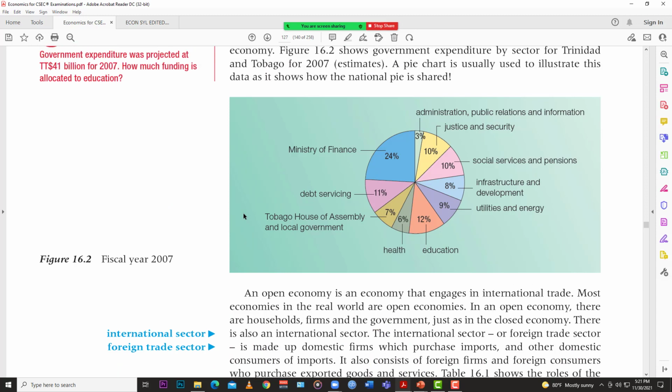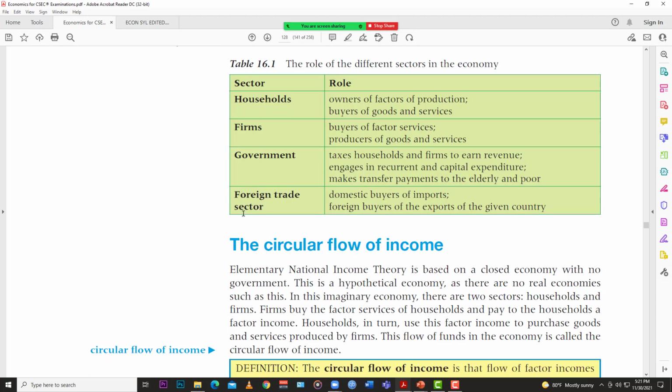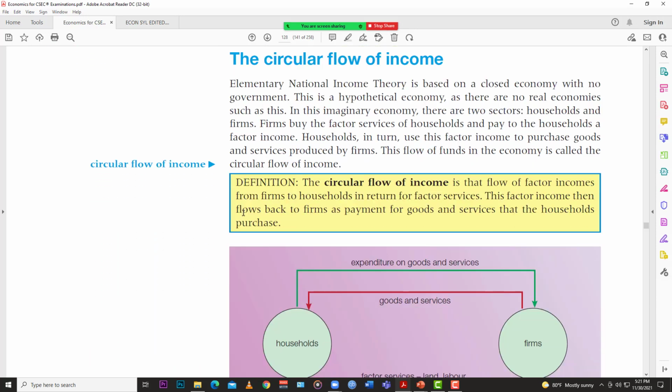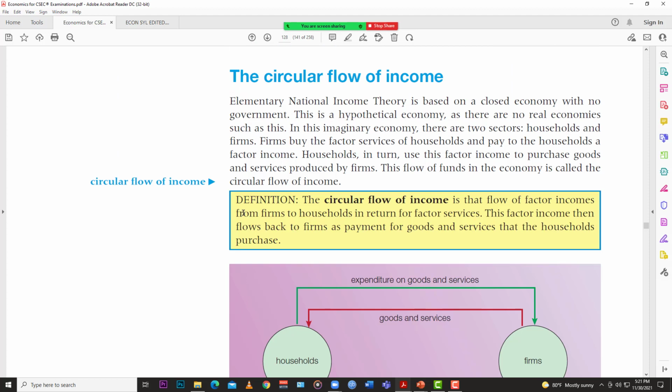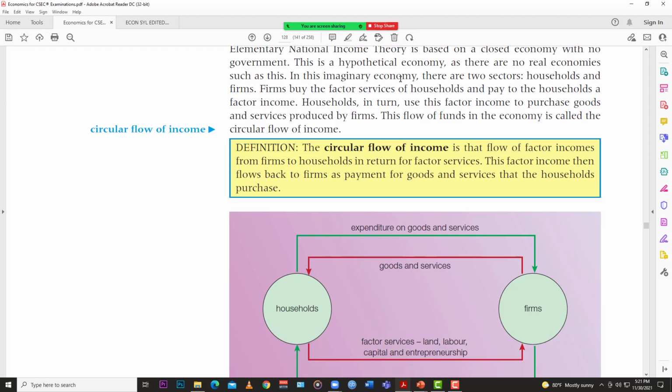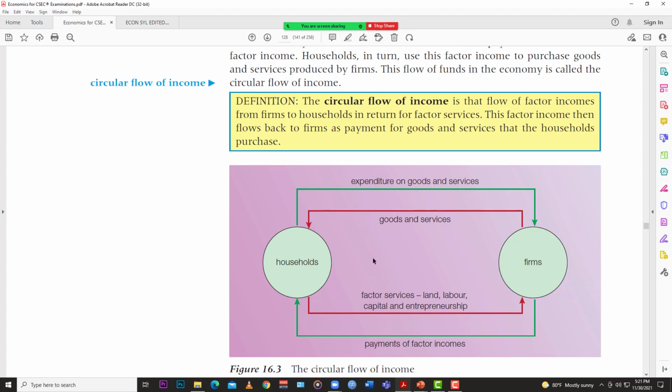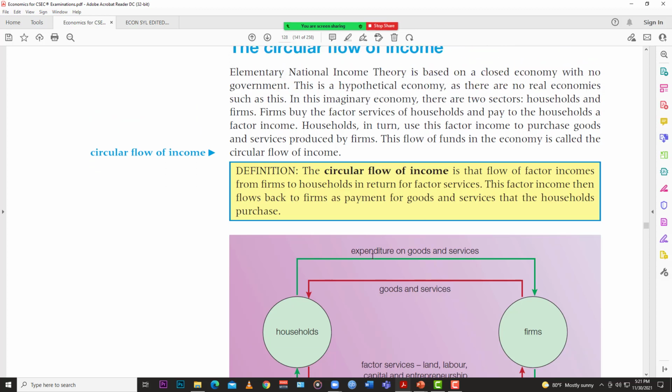So now we're looking at the circular flow again. Remember I said that a closed economy is one where there's no trade, no export, no import. So the circular flow of income. We are looking at the flow of income within the economy, right? The flow of income within the economy. This diagram represents a simplified circular flow diagram.